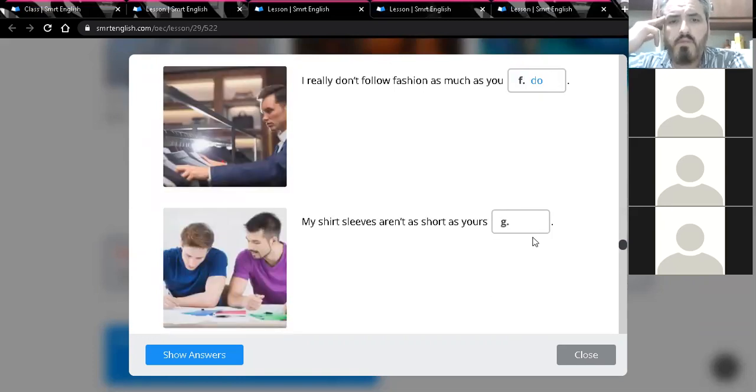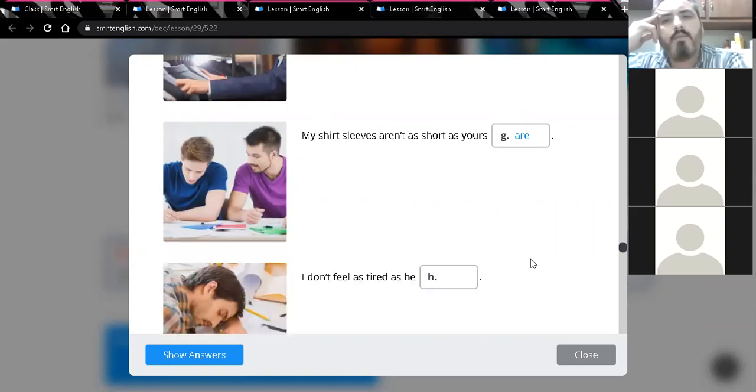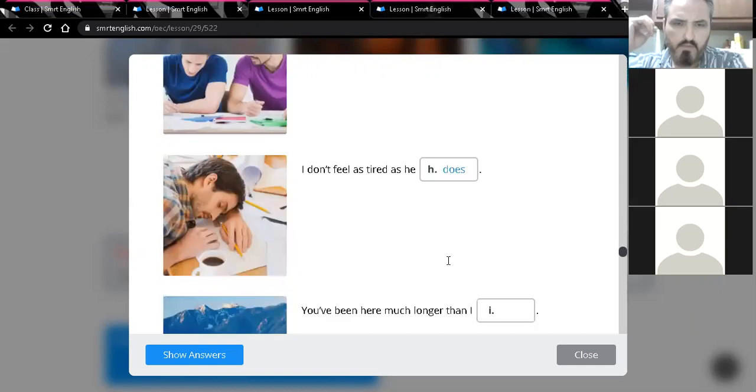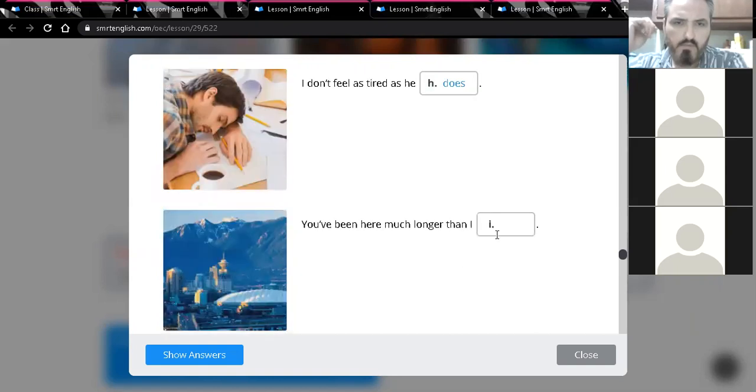My shirt sleeves aren't as short as yours. I need an auxiliary verb, are. And yours are. I don't feel as tired as he does. Very good, does. You've been here much longer than I. Look at the tense. You've been here much longer than I.